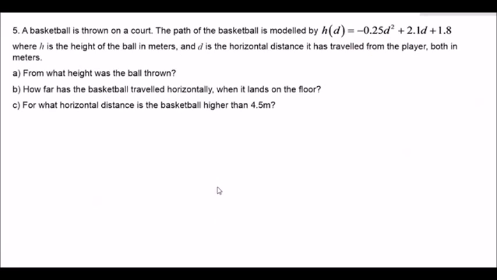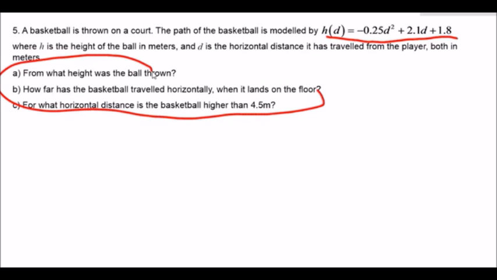A basketball is thrown on a court. The path of the basketball is modeled by this equation, where h is the height of the ball in meters and d is the horizontal distance it has traveled from the player, both in meters. And then there are some questions I have to answer, but I'm not going to pay too much attention to them until I'm really clear on what this equation means.